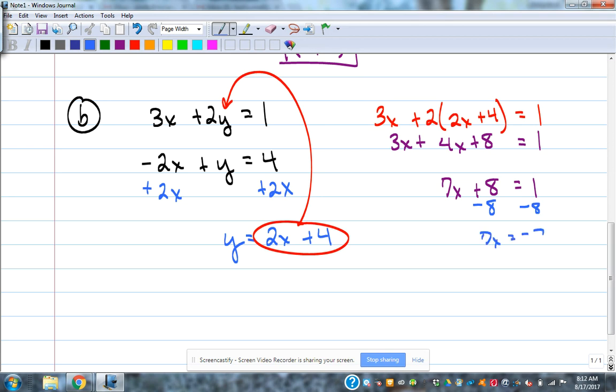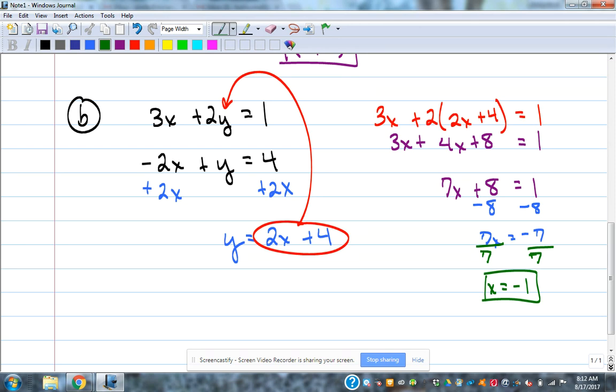7x equals negative 7. So x would be negative 1. And how can I get y? Plug it into one of those equations that's up there. Which one would be the best one? Yeah, that one right there.